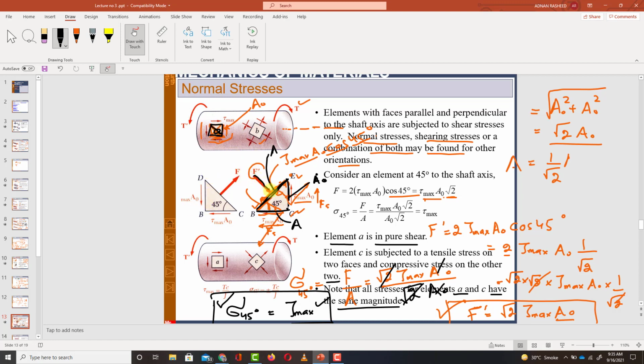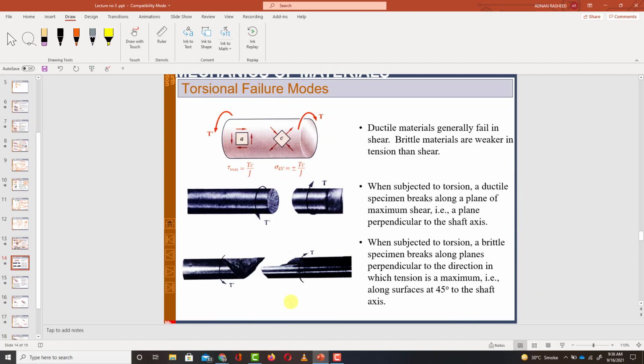And we have taken the force either in this direction or in this direction. You can take the force in any direction. If you take the force below, it means this is compressive, so the value will change to negative. And if you take it away, the value will be positive. So normal stresses at 45 degree will be equal to plus minus tau max. Plus means tensile stress or tensile force, and minus means compressive stress. Clear? Yes, sir.